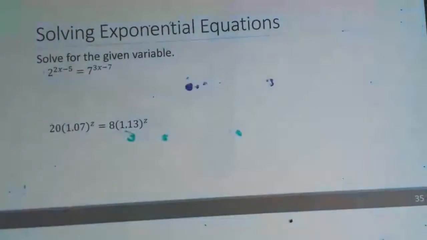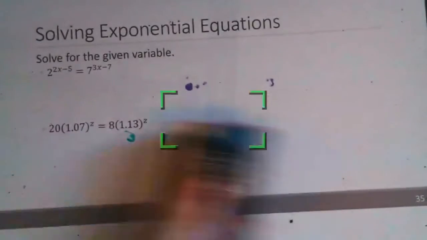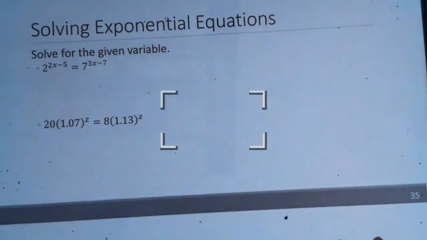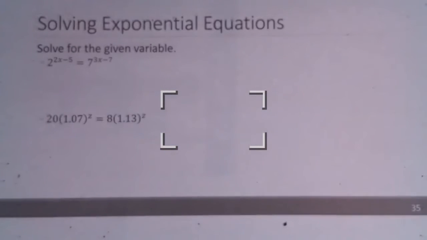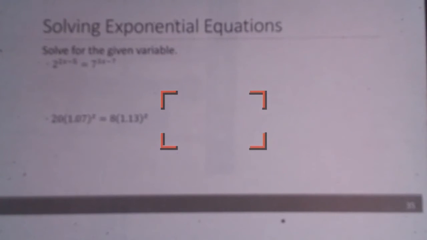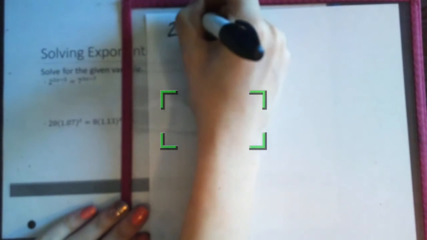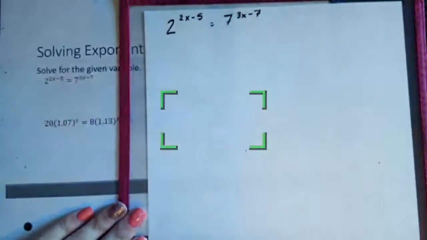All right, now that we've got a little bit of practice in using these properties, we're going to see if we can solve a couple of exponential equations. First up, we have 2 raised to the power of 2x minus 5 equals 7 raised to the power of 3x minus 7. I'm going to pull out an extra sheet of paper. And we've got 2 raised to the power of 2x minus 5 equals 7 raised to the 3x minus 7.